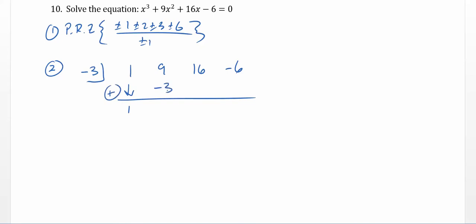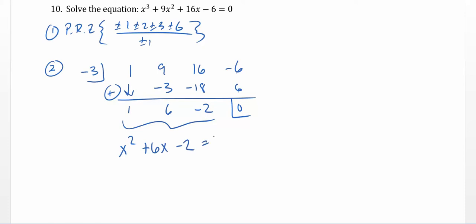So this would give me negative 3, this would give me negative 18, 6 and negative 18, there we go. Then negative 2, and then a positive 6 and 0, so this indeed verifies. And what do you have left over? You have x squared plus 6x minus 2, and you're trying to solve when that's equal to 0. Well, you have to use the quadratic formula on this one because we can't factor it.